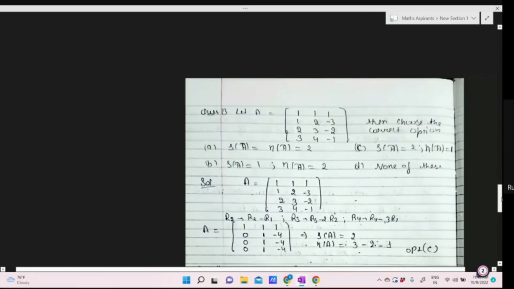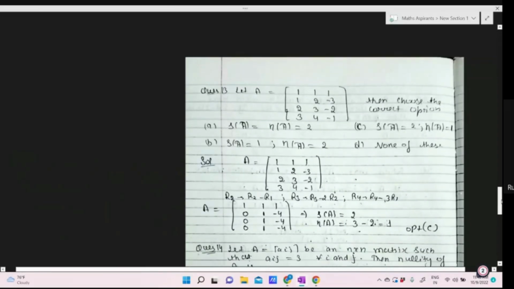Now let us take another example. Let A be the matrix and then we have to choose the correct option. Rank of A is equal to nullity of A is equal to 2. Rank of A is 1, nullity of A is 2. Rank of A 2, nullity of A 1, and none of this.